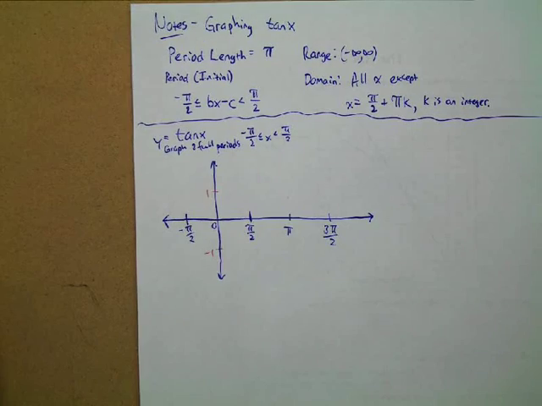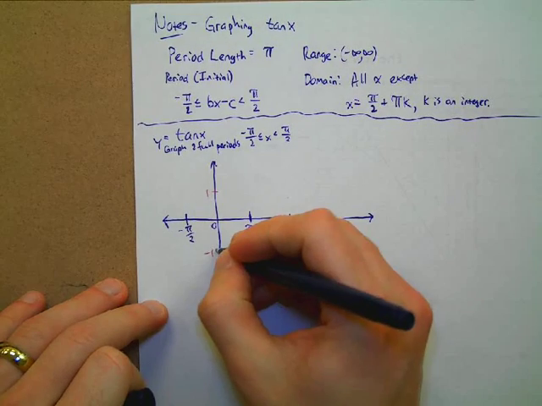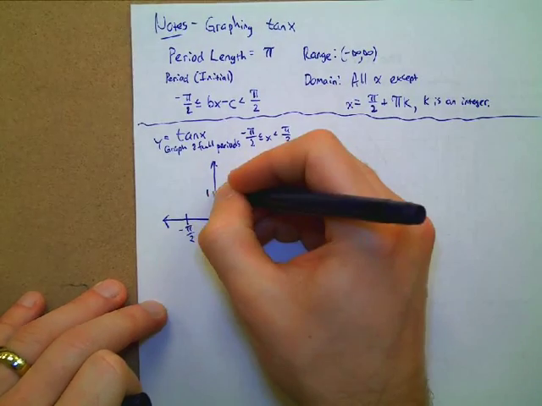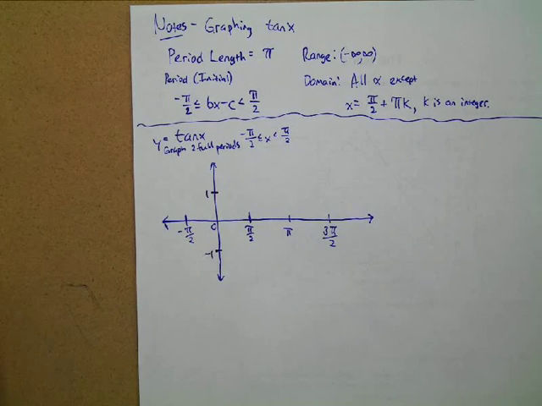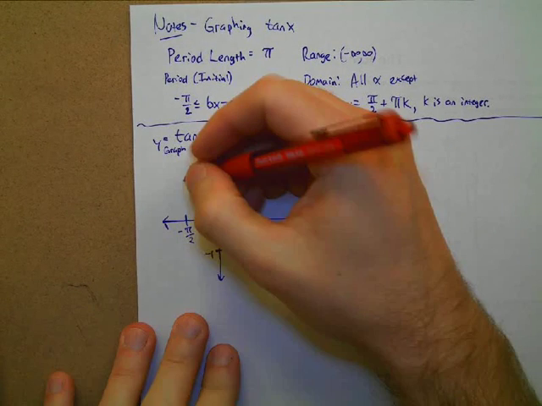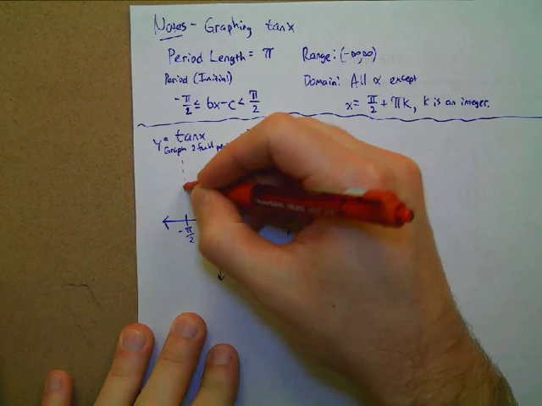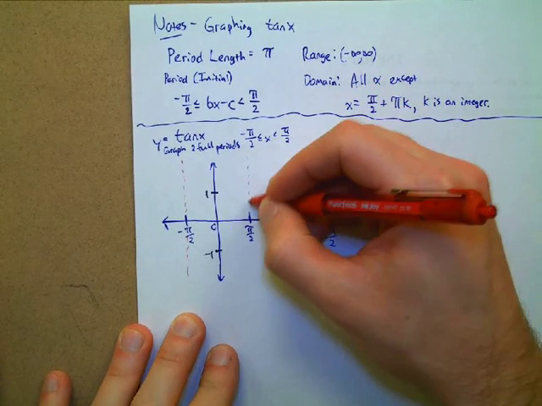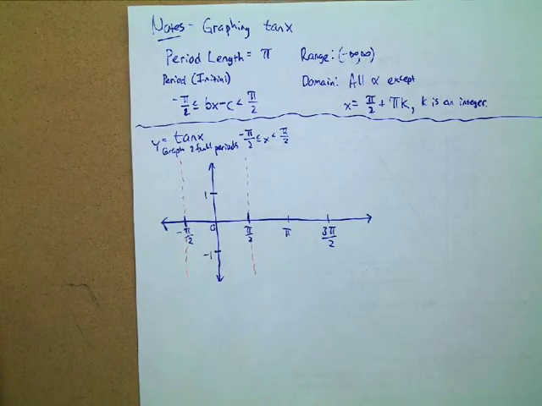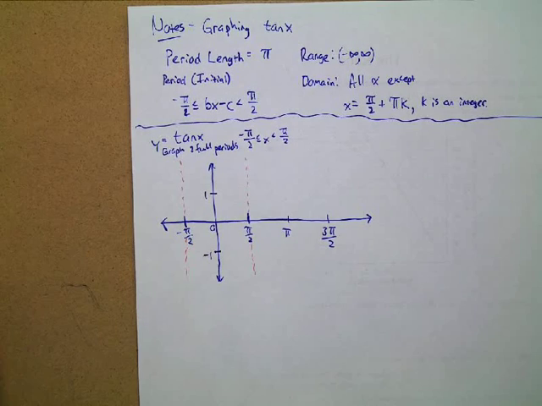And then all you do is just draw asymptotes. Asymptotes occur at the start of the period and the end of the period. And again, the reason why we have asymptotes there is because tangent is undefined at negative pi over 2, which is really 3 pi over 2, coterminal to it. Tangent's undefined at pi over 2, also at 3 pi over 2 as well. Okay, so there are our asymptotes.